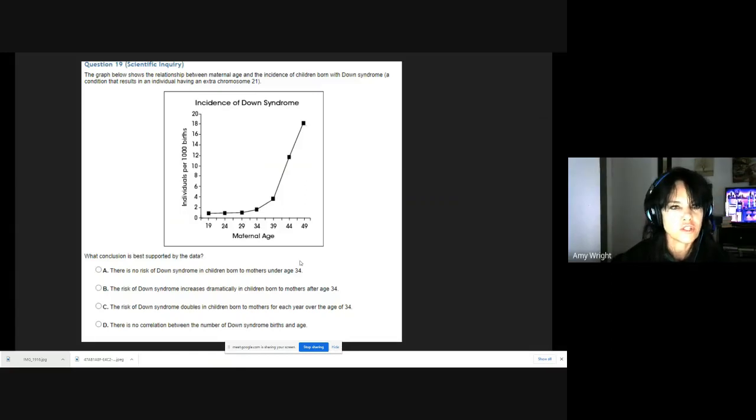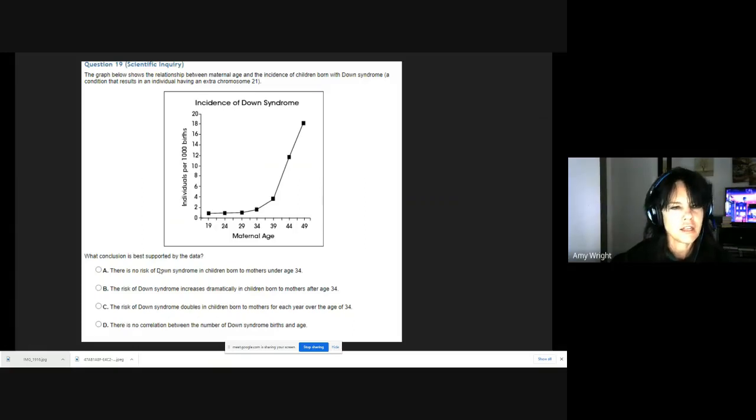So let's look at the answers. A, there is no risk of Down syndrome in children born to mothers under the age of 34. We know that's incorrect, right? Because there is some risk. B, the risk of Down syndrome increases dramatically in children born to mothers after age 34. That looks like it's pretty true. C, the risk of Down syndrome doubles in children born to mothers for each year over 34. There's no evidence for that. D, there is no correlation between the number of Down syndrome births and age. Absolutely not true, right?